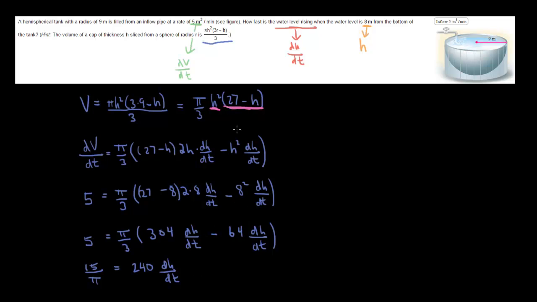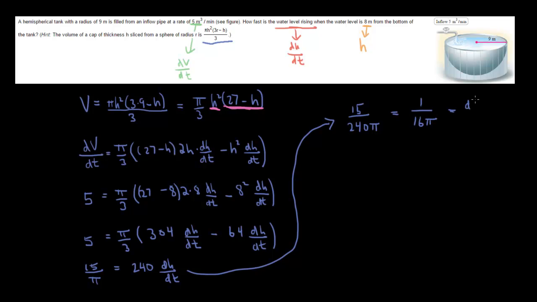Let's go up here since we're out of room. So we can say that this right here is 15, and we're dividing both sides by 240. So 240 pi, which equals 1 over 16 pi. So that is dh dt.